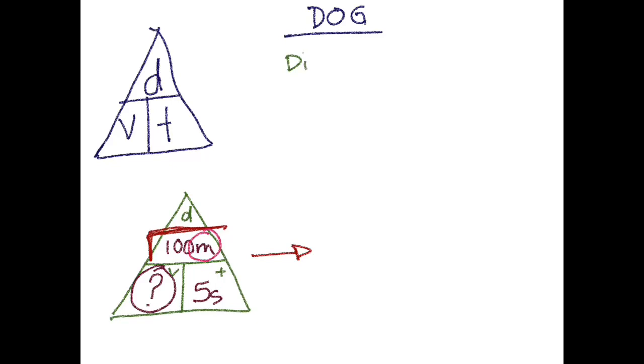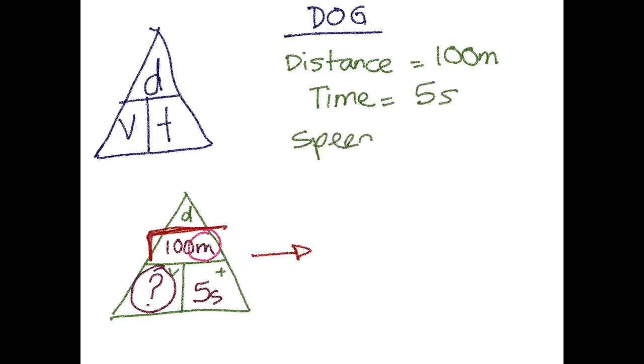I have a dog that will be running a distance of 100 meters, and it's going to do that in a time of 5 seconds. I want to know the speed of my dog. Ignore the triangle on the bottom right now because I'm working with this, okay? So here we go. I don't know the speed of the dog.